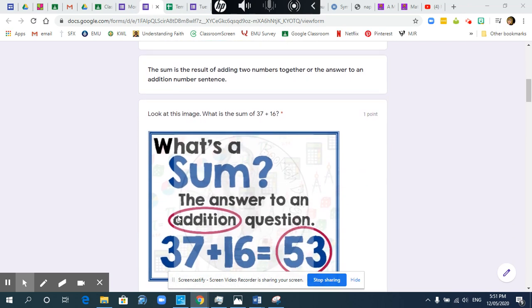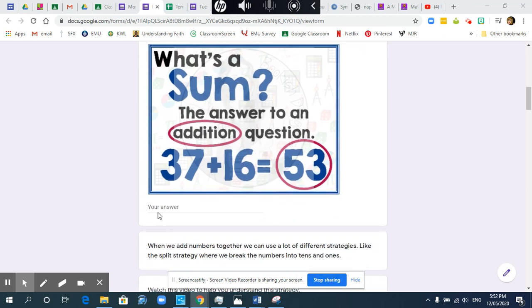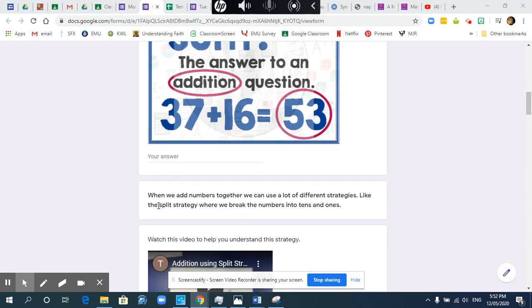Let's look at this image. What's a sum? The answer to an addition question. So 37 plus 16 is 53. So the sum of this addition of 37 and 16, the sum of it, the total, is 53. Your first question, what is the sum of 36 plus 16? Type your answer in here.